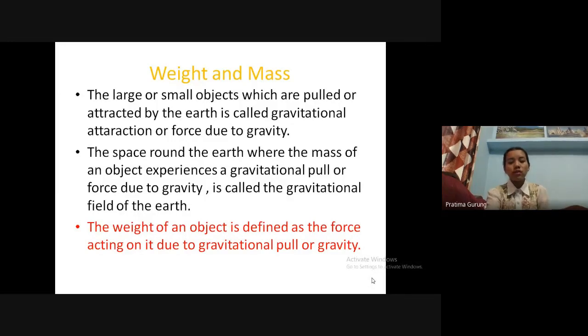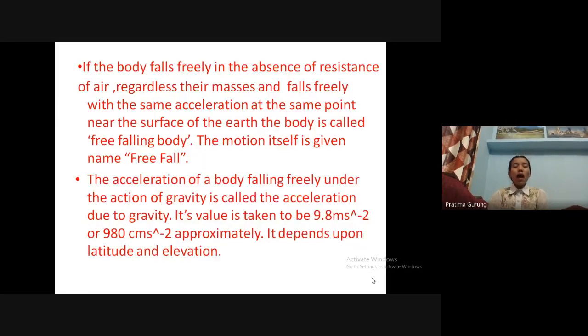As I told, it is related to gravity, so I have written the definition of gravity, acceleration due to gravity also. If the body falls freely in the absence of resistance of air, regardless of their masses, and falls freely with the same acceleration at the same point near the surface of the earth, the body is called a free falling body. The motion itself is given the name free fall. The acceleration of a body falling freely under the action of gravity is called the acceleration due to gravity.